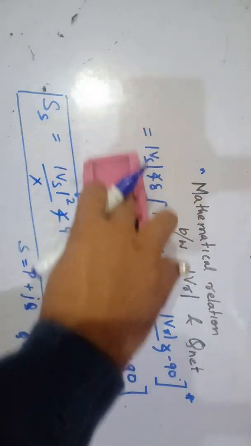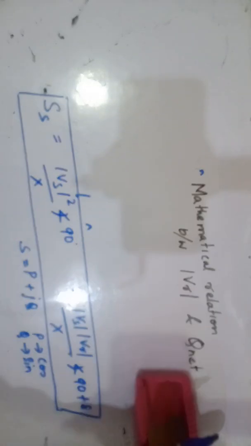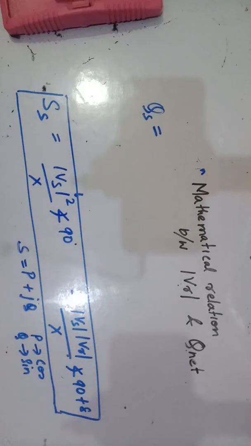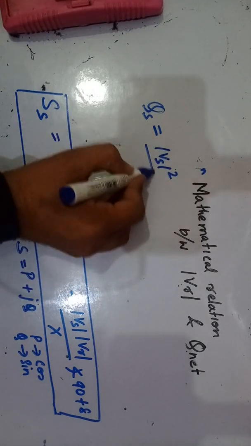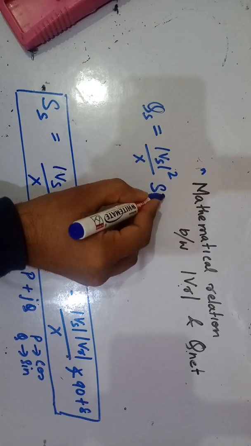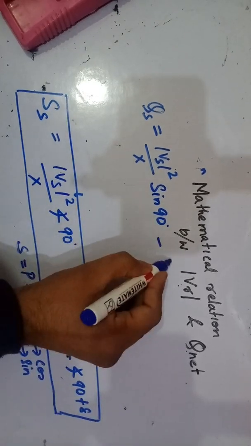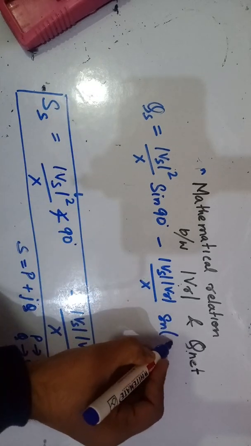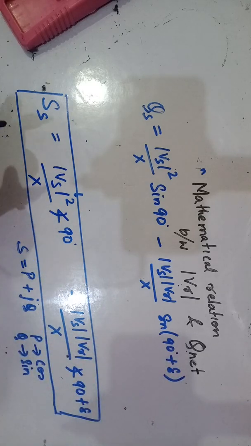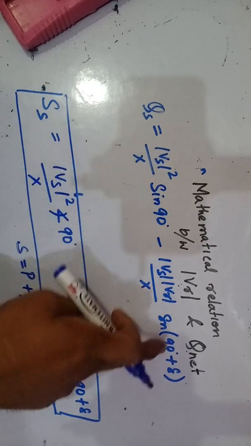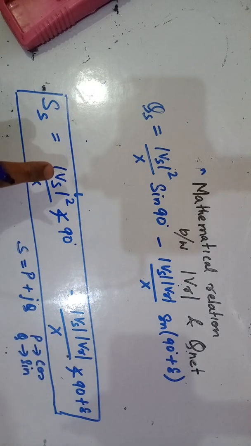Then if I write it, as we prefer the Q part, I can write Qs is Vs square upon X sine 90 degree minus Vs Vr upon X sine 90 plus delta. Similarly, if you want to find out the P part, you just have to replace sine by cos. So you'll get Vs Vr upon X sine delta. So that's the relation you are getting for three-phase power.